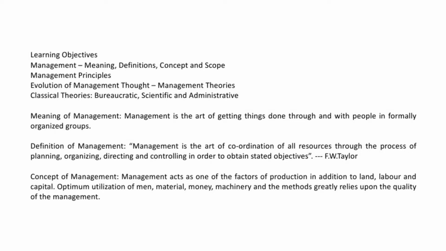So whatever resources are available, you are making use of them to the maximum extent, and these resources are nothing but men, material, money, machinery, and we can have another one also: methods. How you do it, the process or method, is also very important. Management acts as one of the factors of production in addition to land, labor, and capital. Optimum utilization of men, material, money, machinery, and methods greatly relies upon the quality of management.